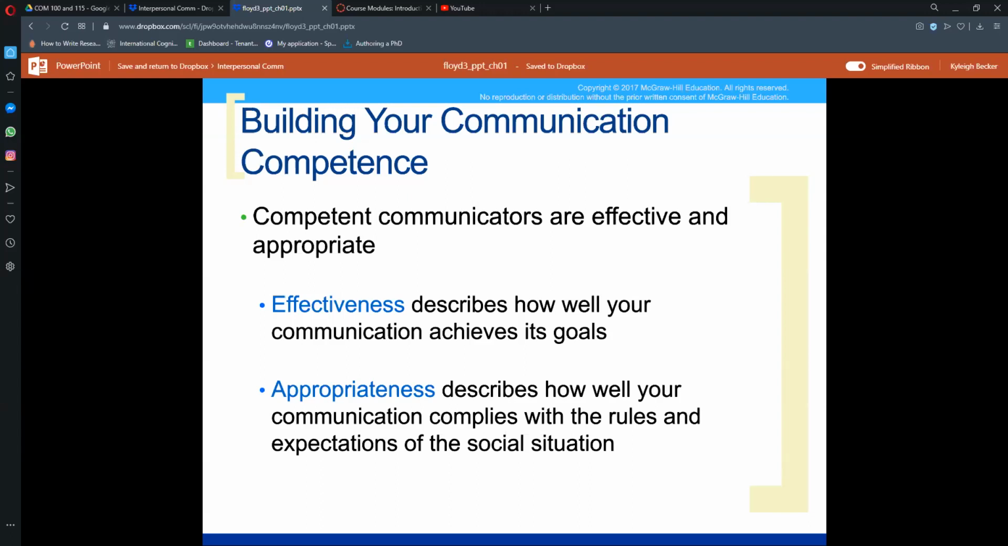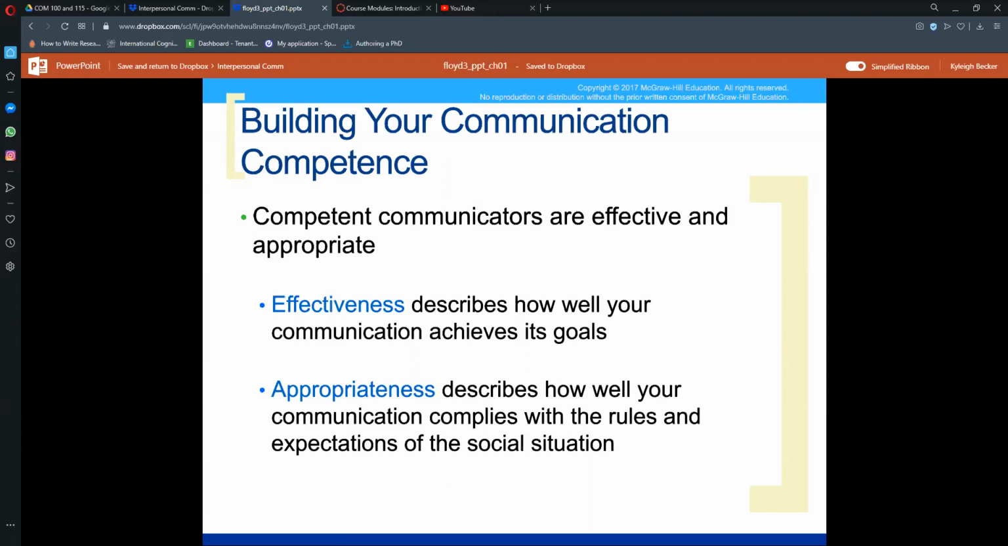And then, is it appropriate? Did your communication comply with the rules and expectations of the social situation? Sometimes it's harder to be appropriate than it is to be effective, because if you're in a social situation where you're not sure how things should go, you might mess it up a bit.